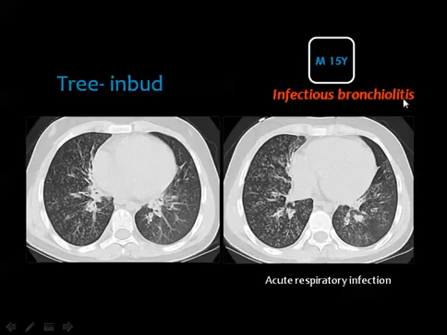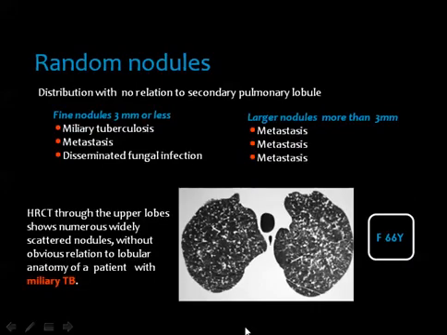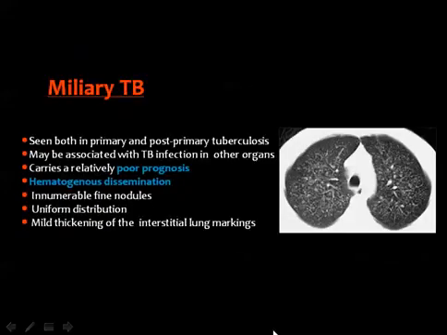Infectious bronchiolitis is one of the diseases that can also produce these specific centrilobular nodules, which is known as the tree-on-bud appearance. Random nodules: if the nodules are less than 3 millimeters, consider TB. If they are more than 3 millimeters, consider metastasis.